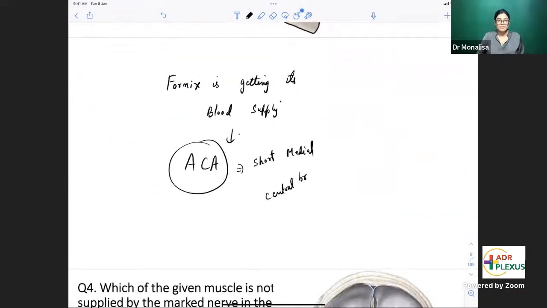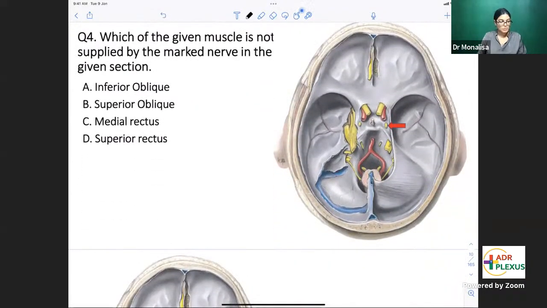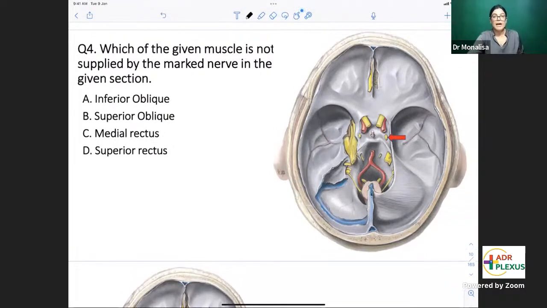Many of you have given the right answer. Let's move on to question number 4. Please read the MCQ and mark the correct answer. Which of the following muscles is not supplied by the marked nerve in the given section? So you can see this image and you can mark the right answer.